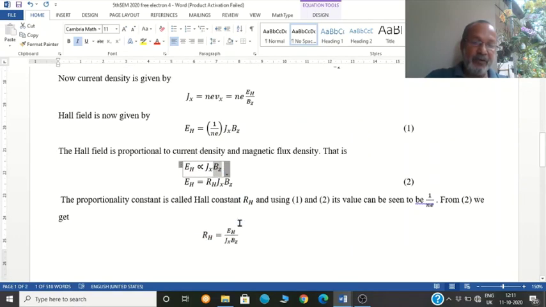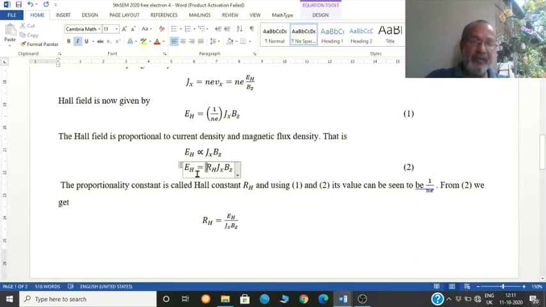So we can put a constant there and write it as an equality relation, and this constant is called a Hall coefficient R_H. So by comparing these two equations, you can see that this Hall coefficient is equal to 1 by Ne, so that I have written here. From the second equation, we can see that R_H is equal to E_H divided by Jx Bz.